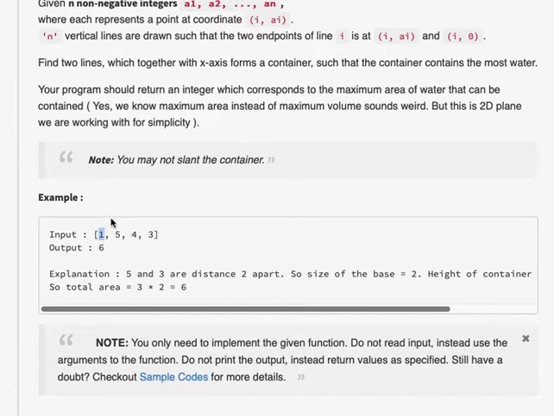Then I go to 5 and 3. Okay, 5 and 3, so 3 is now the minimum. I got distance 2, 3 times 2 is 6. Okay, 3 now limits me, so I'm moving the 3 one step left. Now it's 4 and 5, but now the distance is only 1. 1 times 4, which is the minimum, gives me a container size of 4, and one of them is moving aside, the 4 in that case.